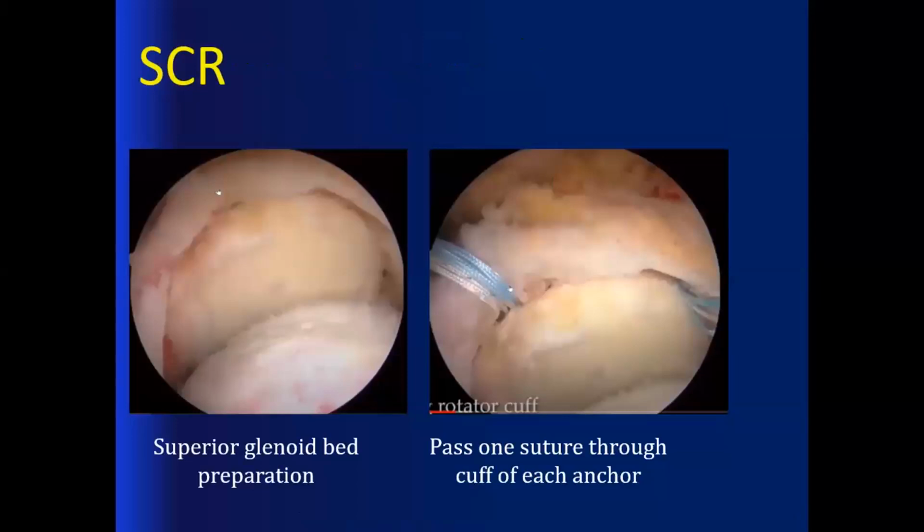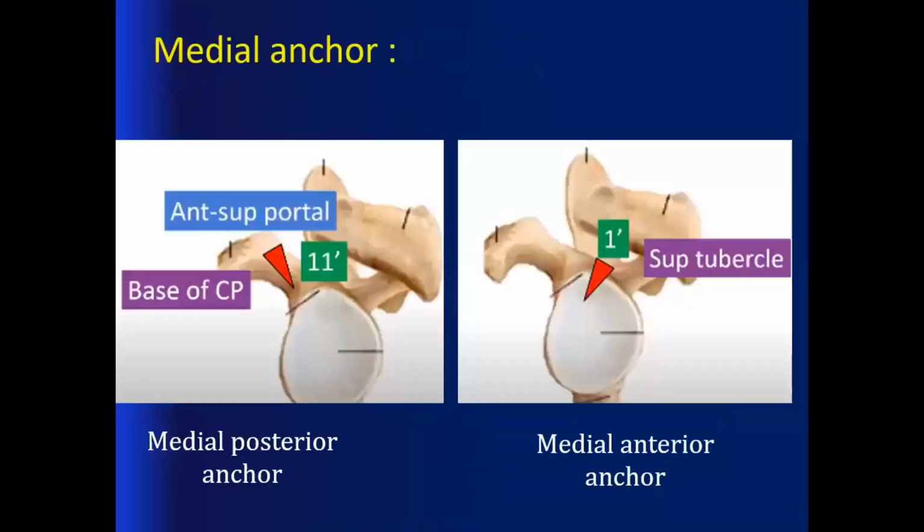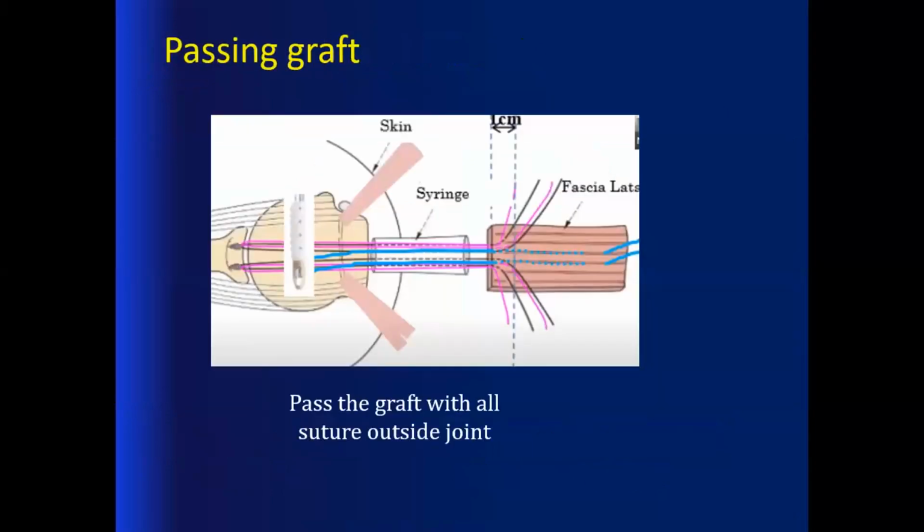So coming to the surgical technique, first we have to prepare the superior glenoid bed, and we have to pass one suture through the cuff for each anchor. That is, the medial posterior anchor should be at the 11 o'clock position, at the base of the coracoid process, whereas the medial anterior anchor should be at the 1 o'clock position, that is the superior tubercle. While passing the graft, all the sutures from the anchors should pass through the graft, through which the graft should be inserted into the joint.